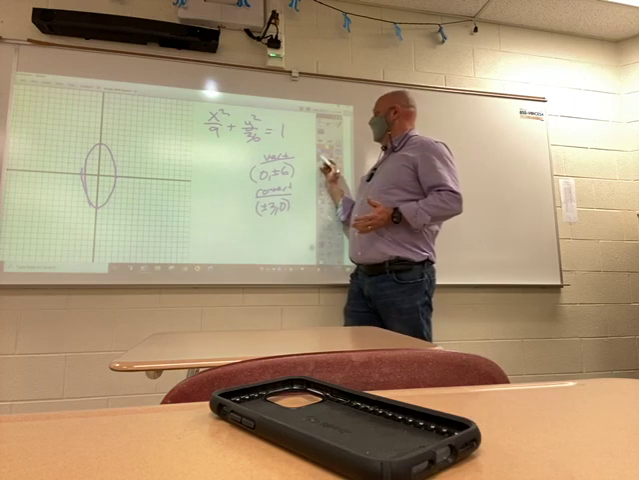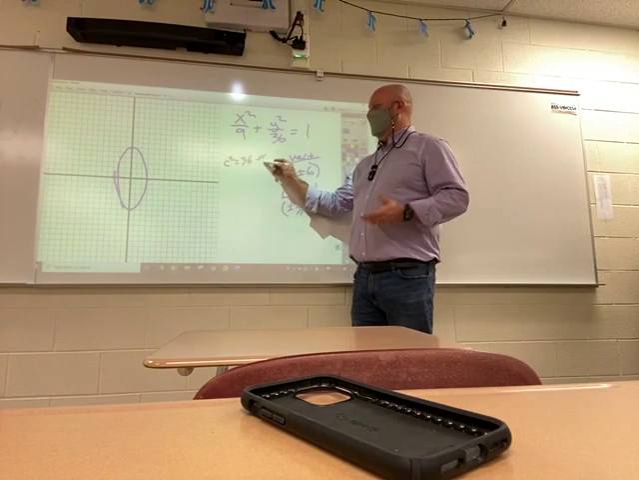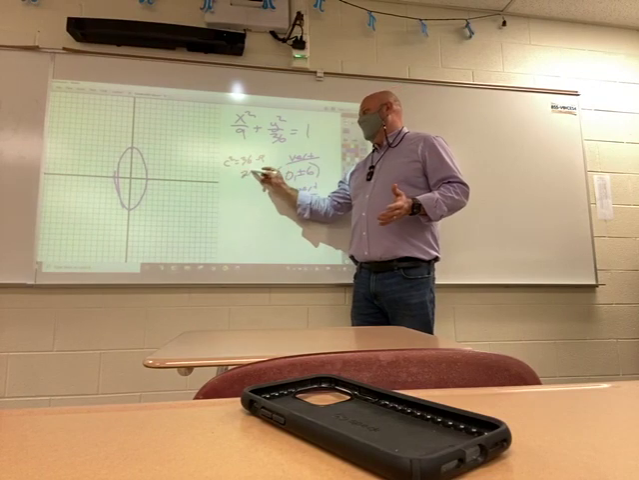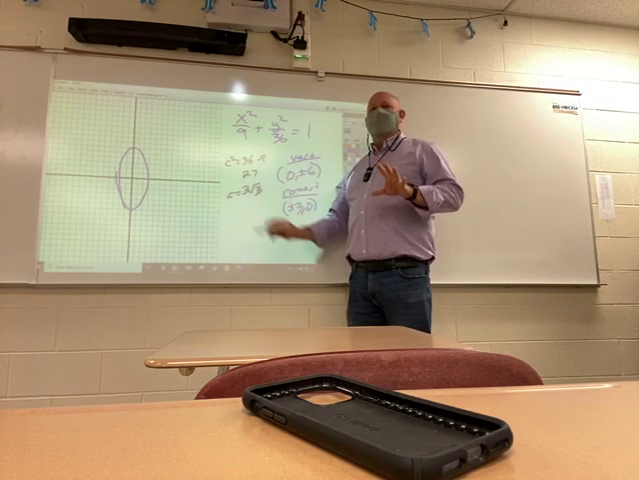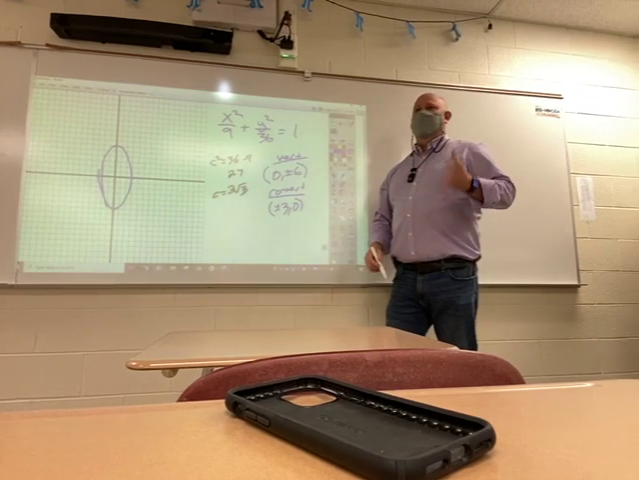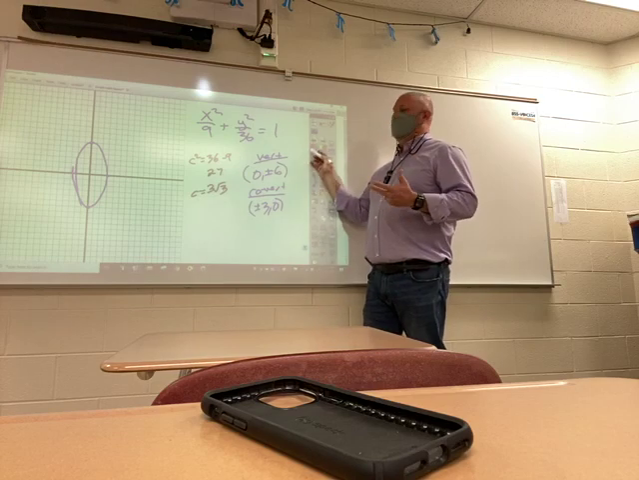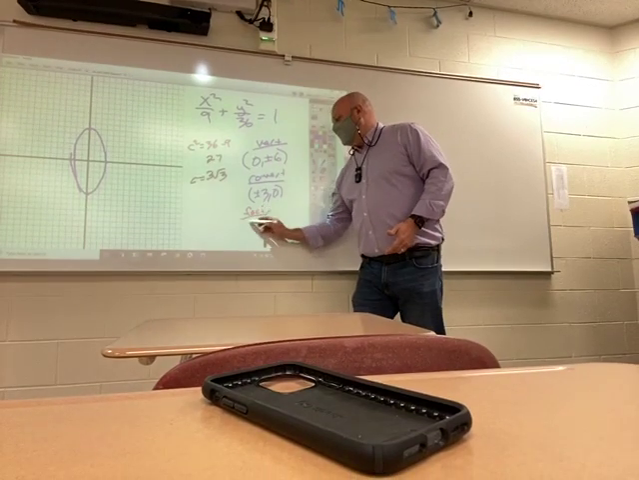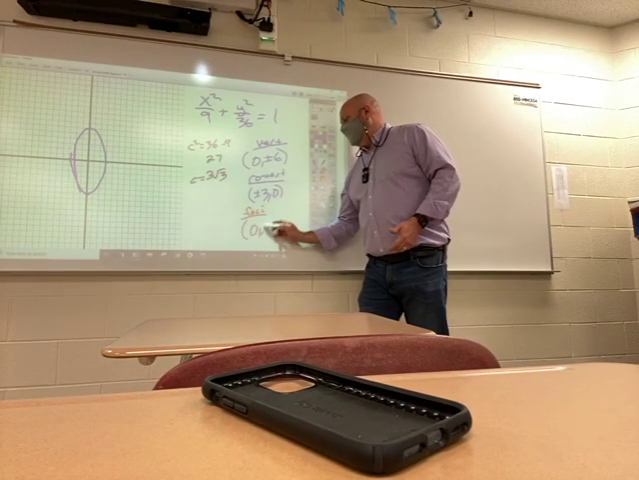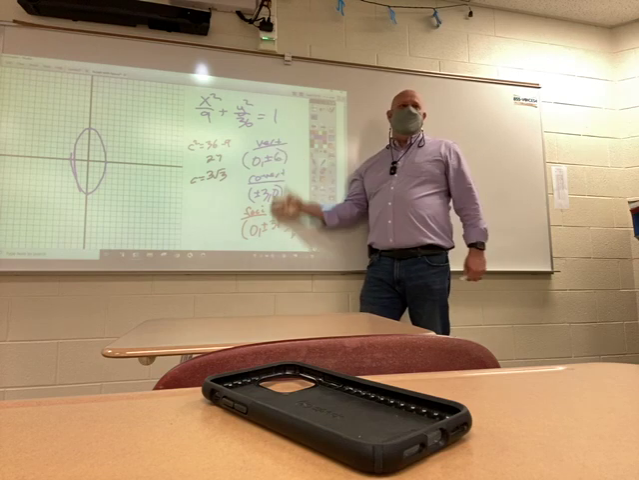The c-squared equation is still going to be 36 minus 9, right? Which is still 27, so it's still going to be 3 root 3, right? But what would be the only difference? They'd be on the y-axis now instead of the x-axis. So my foci would now be at 0 plus and minus 3 root 3. So all the numbers would end up being exactly the same.